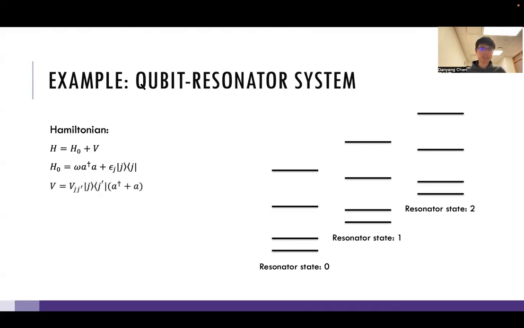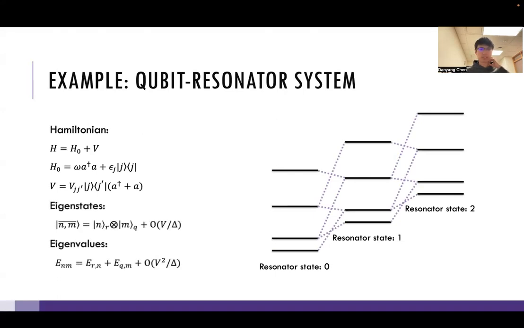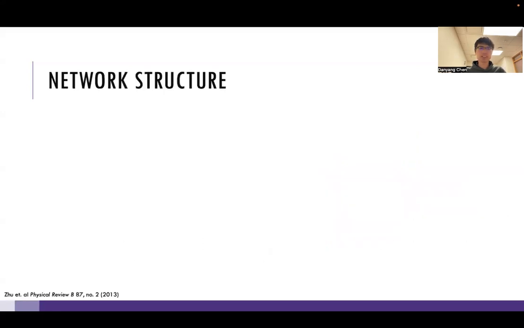If there exists a coupling Hamiltonian, which will look like this, then those states are connected. According to perturbation theory, the eigenstates are very close to the bare tensor product states up to small corrections, and the eigenvalues are very close to the sum of the bare energies up to a small perturbation. And we can also understand this level structure as a network.